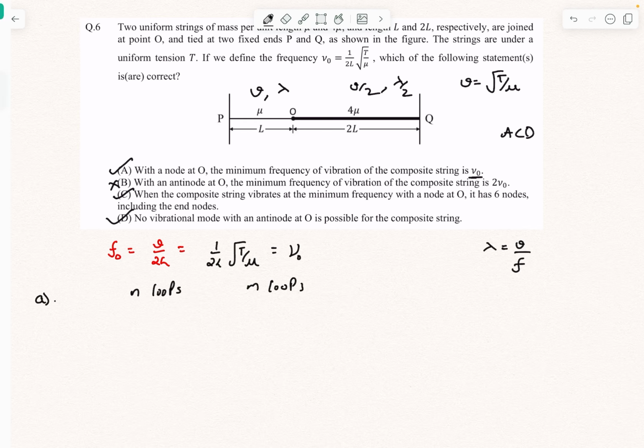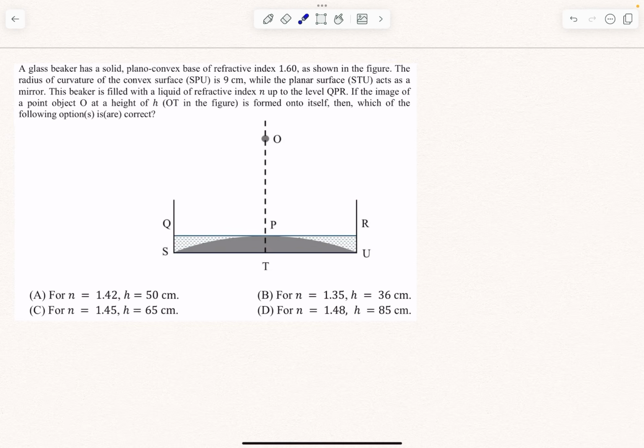Okay, so now let's do question 7. So question 7 would be from combination of lenses. So in this question we have a glass beaker that has a solid plano-convex base of refractive index of 1.2. So the lens SPUT has a refractive index of 1.6. The radii of curvature of the convex surface is 9 centimeters, while the planar surface acts like a mirror. So the surface SU we have to treat it like a plane mirror. The beaker is filled with a liquid of refractive index N up to the level of QPR. The image of a point object O at a height of h is formed onto itself. So this is a case of autocollimation. So we have to form the image directly at the object itself. Then which of the following options are correct?